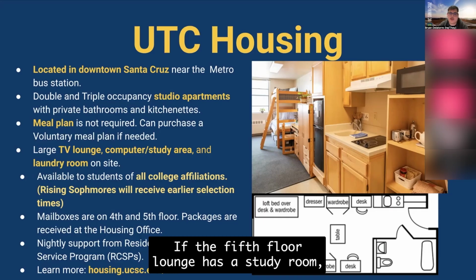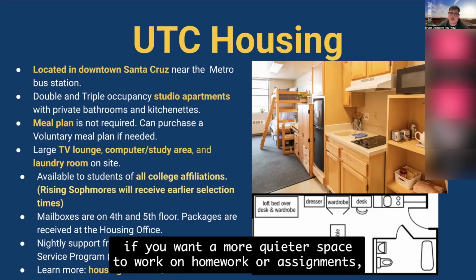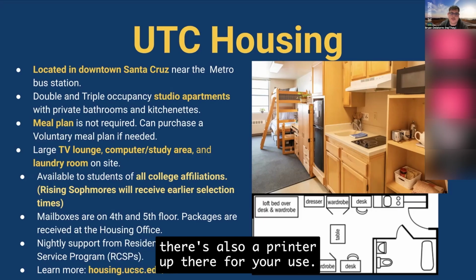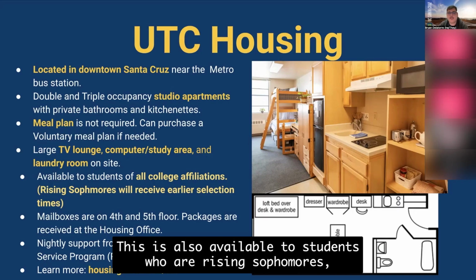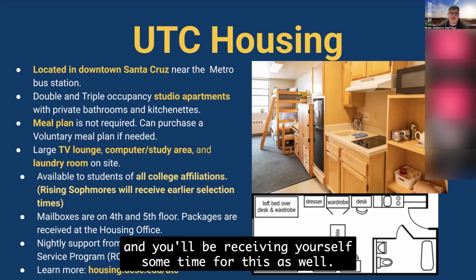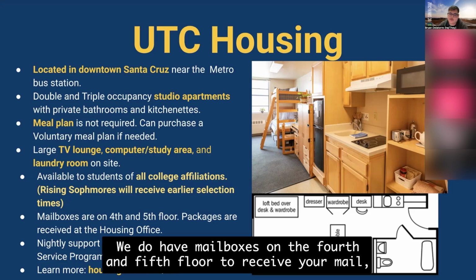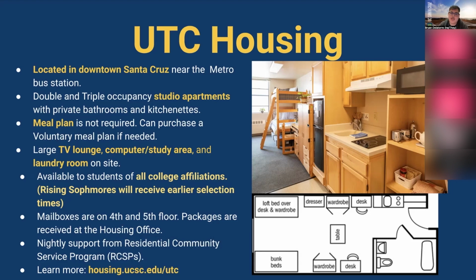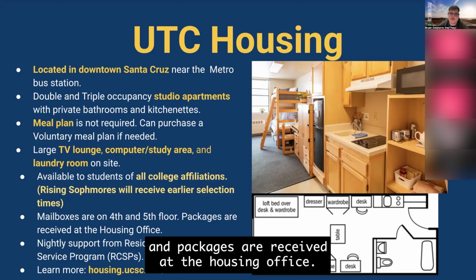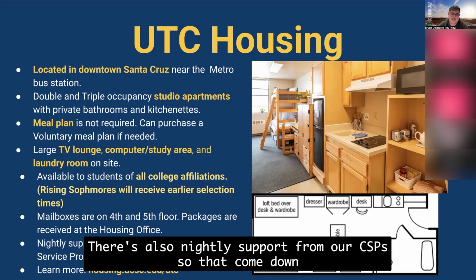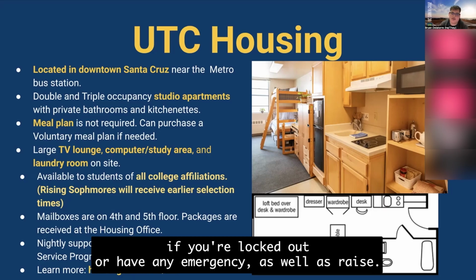The fifth floor lounge has a study room if you want a quieter space to work on homework or assignments. There's also a printer up there for your use. This is also available to students who are rising sophomores, and you'll be receiving earlier selection times for this as well. We do have mailboxes on the fourth and fifth floor to receive your mail, and packages are received at the housing office. There's also nightly support from RCSPs, so they'll come down if you're locked out or have any emergencies, as well as RAs.